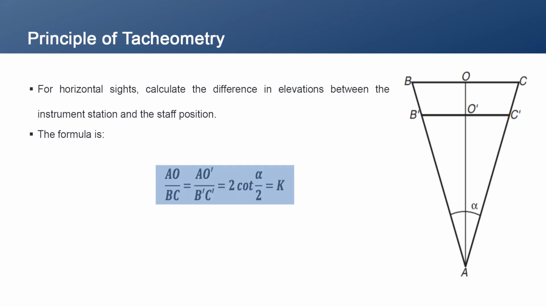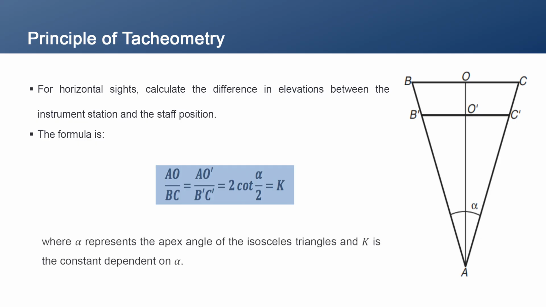BC is equal to BO plus OC, that is tan alpha by 2 plus tan alpha by 2, which is equal to 2 tan alpha by 2. Therefore, AO is equal to BC into 1/2 cot alpha by 2, where alpha represents the apex angle of the isosceles triangle and K is a constant dependent on alpha. Repeat, where alpha represents the apex angle of the isosceles triangle and K is a constant dependent on alpha.